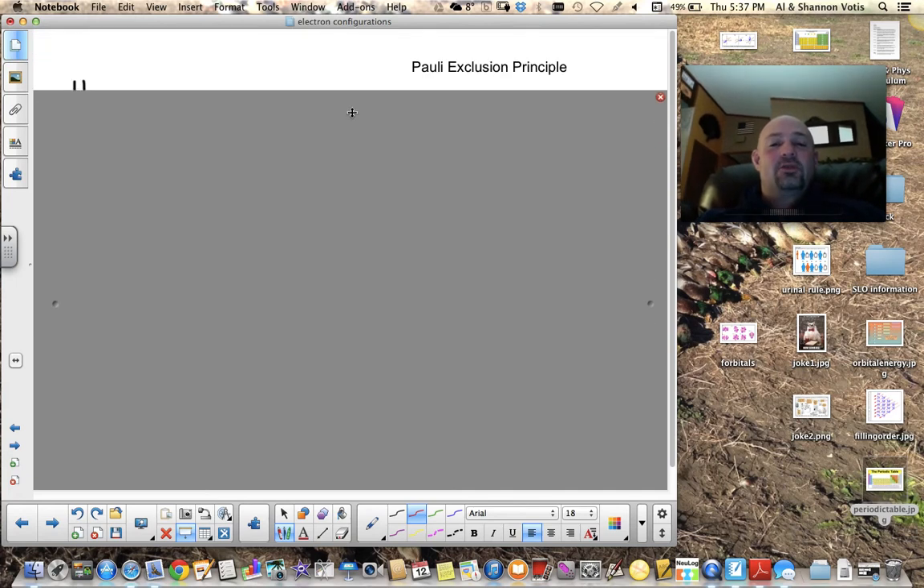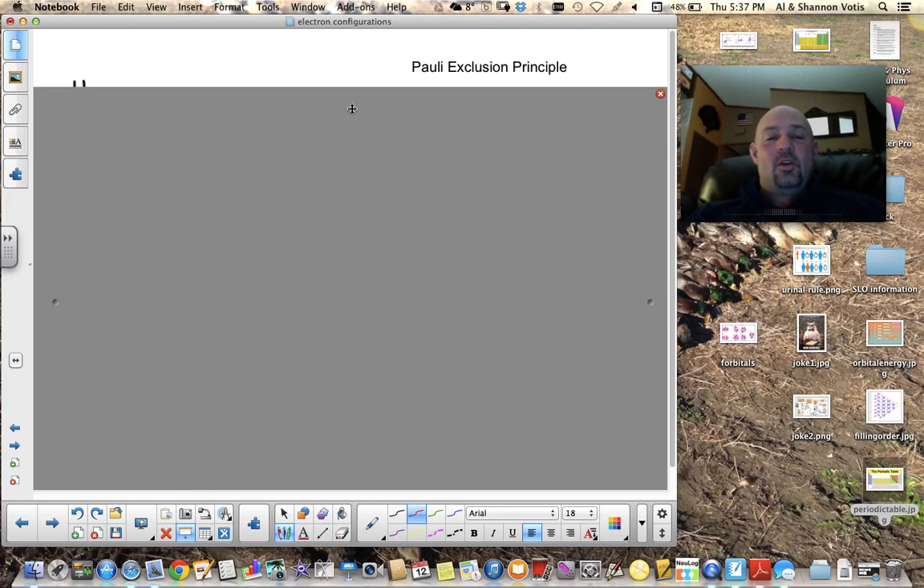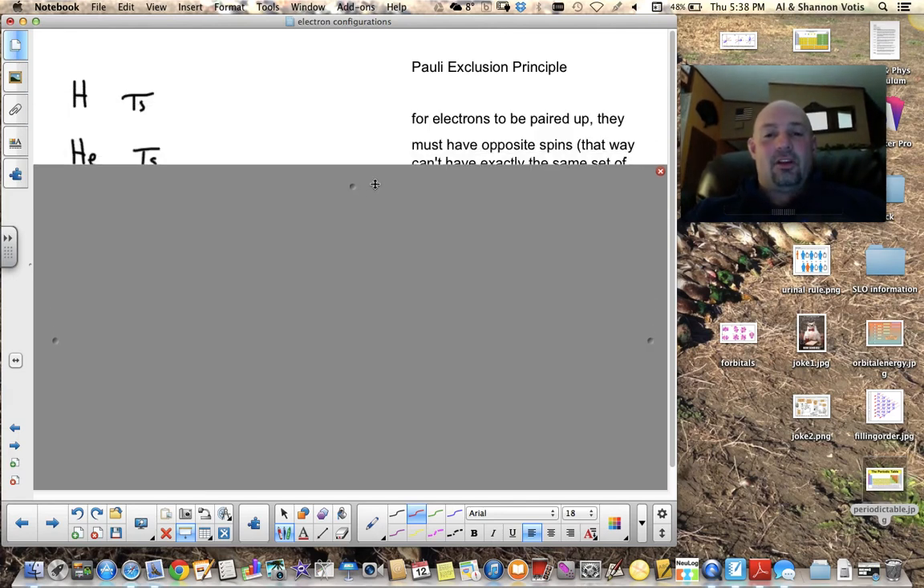Now the third rule is called the Pauli exclusion principle. We talked earlier in class about quantum numbers, and we said every electron has its own unique set of quantum numbers. Electrons in the same orbital are going to have almost exactly the same set of quantum numbers, but one will be different. Because for electrons to be paired up in an orbital, they have to have this quantity called spin. In fact, they have to have opposite spins. Now the electrons aren't necessarily spinning, or only somewhat, but it is determined by how they line up in a magnetic field. Electrons have to have this quantity of opposite spin to be paired together, and that's the Pauli exclusion principle.